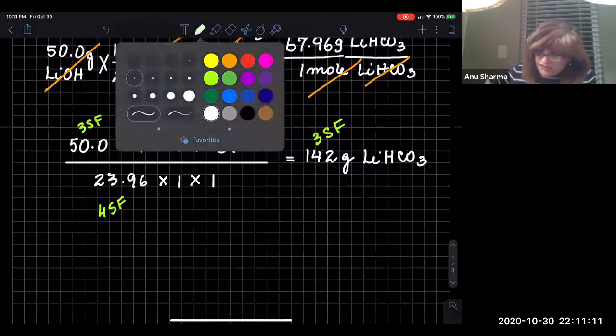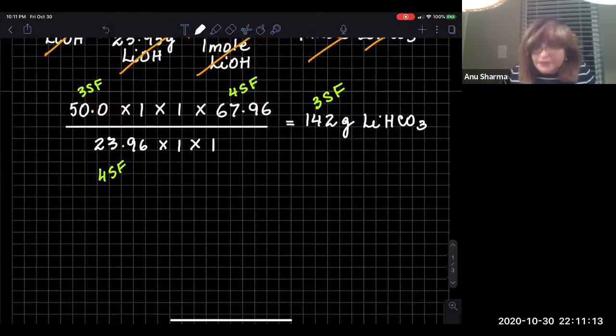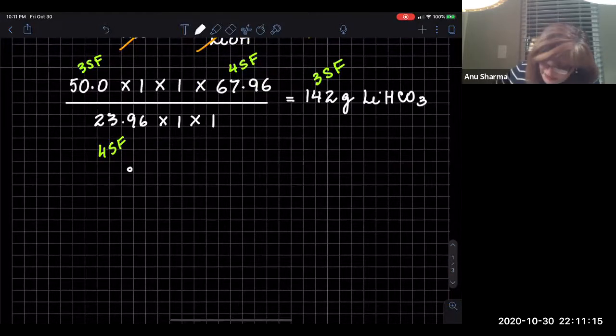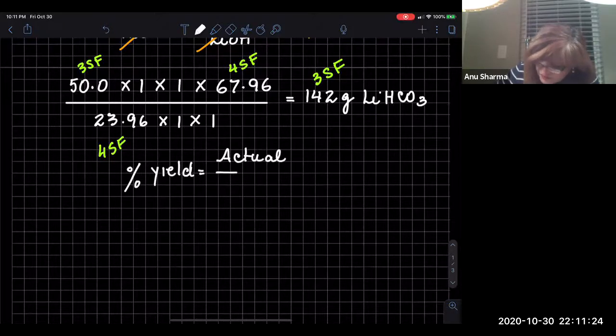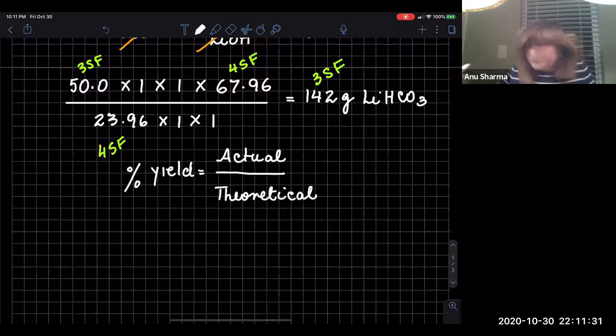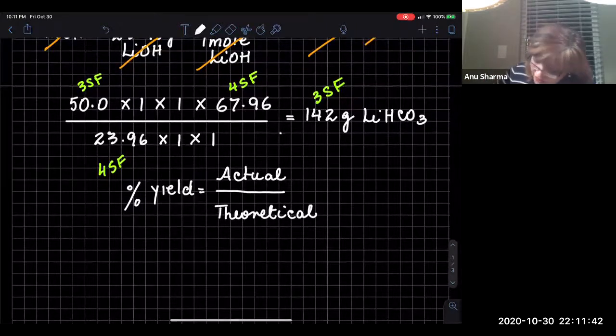Next, we got the theoretical yield, but now we need to find a percentage yield. So the percentage yield is equal to actual, which is given to you, divided by the theoretical, which you just now calculated. Just remember that in percentage yield problems, for the most part, they don't give the theoretical yield. So this is what you need to do in order to find it. And otherwise, after that, it's easy. So we got the theoretical yield.